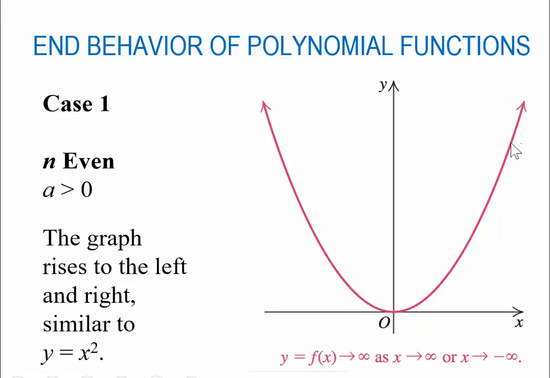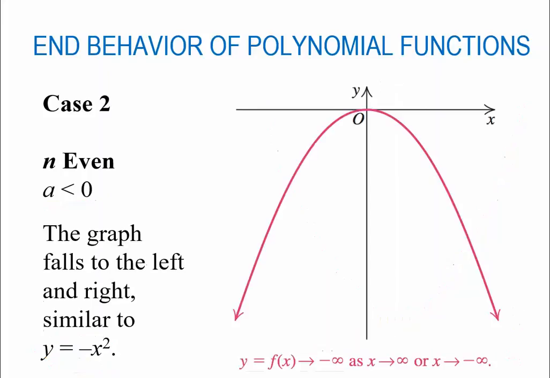Going through (0, 0) and going back up. Again, a good example would be y equals x squared. But what happens if a is now a negative number? The good example here, that's the way I think about it, is negative x squared. What does that look like? Now it has a, we call this concave down, which means the parabola is facing downward.